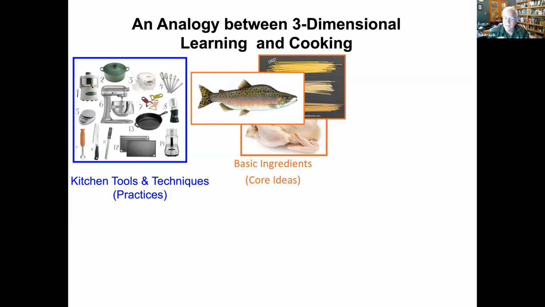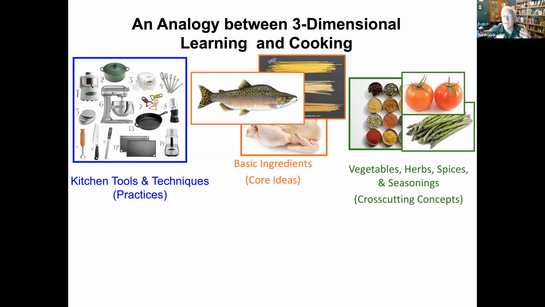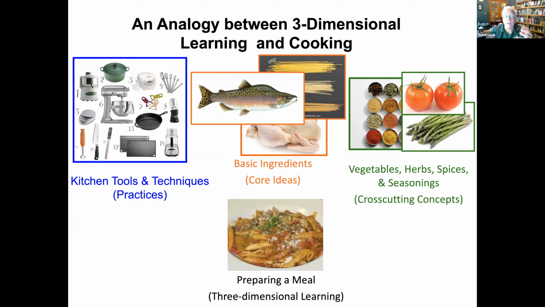But again, you can have some really good ingredients, and you might have the right tools and know how to use them, but the meal still doesn't taste great. And the reason why is you're missing the vegetables, the herbs, and the spices that really enhance the flavors. Those are your cross-cutting concepts because they work across all three of these things. If you have all three of these things, then you can put them together and prepare a wonderful meal for everybody. That's the three dimensions. They work together.